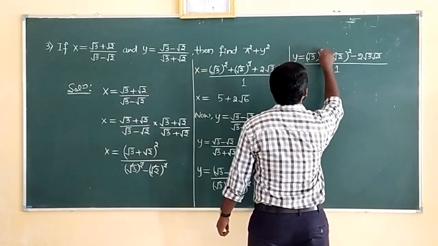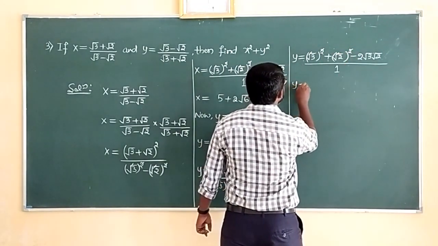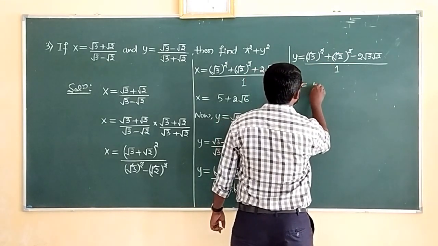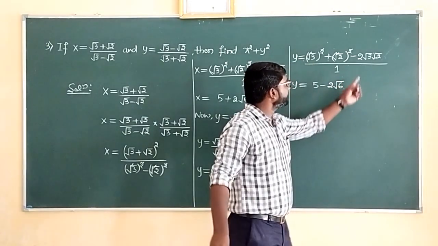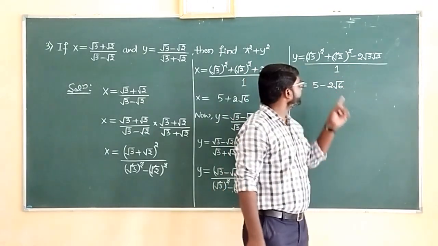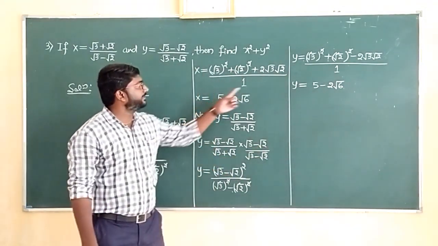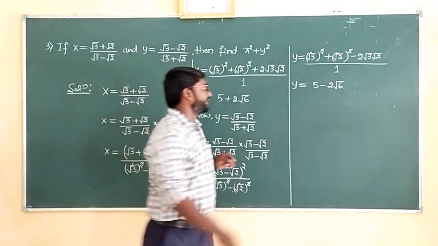So now square and root, here also square and root get cancelled. y which is equals to 3 plus 2, it is 5. So 5 minus 2 times root 6. Root 3 into root 2 will be root 6 divided by 1. So that I have not written. We have got the value of x and y. Next we have to go for x square plus y square.